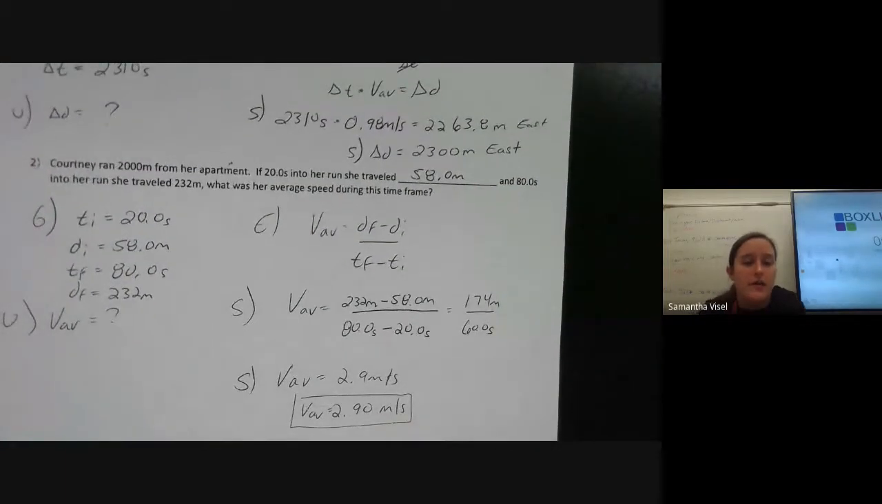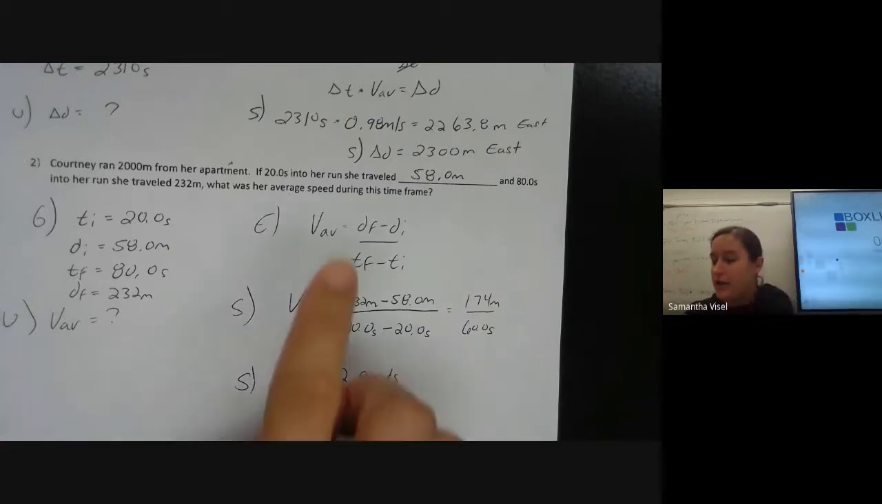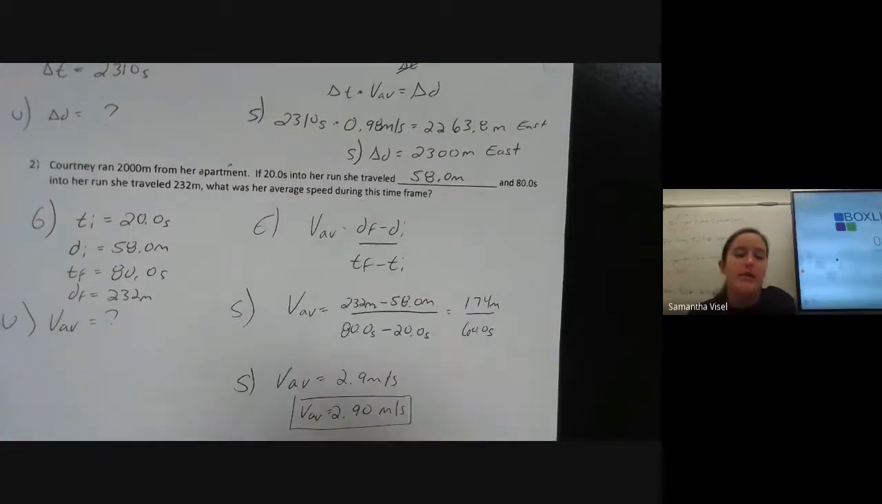So for an average speed problem here, I have: Courtney ran 2,000 meters from her apartment. 20 seconds into her run, she traveled 58 meters, and 80 seconds into her run, she traveled 232 meters. What was her average speed during this time frame? So I have a few more extra numbers here, and I'm looking for an average during a time frame. So that means I need the time frame, and I need her position during that time frame.